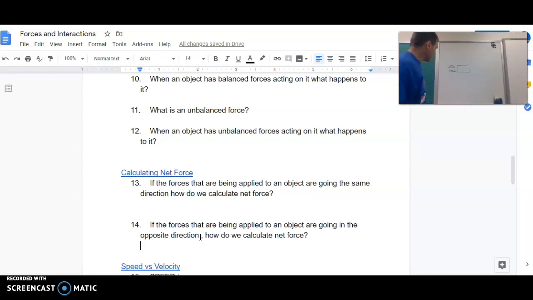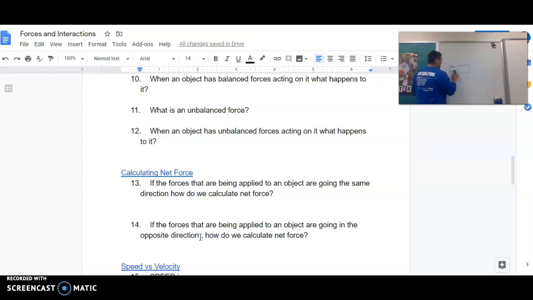So if you take a look at the board here, if a person's pushing on this box with 10 Newtons and another person's pushing on the box with 5 Newtons, we would then add those together. So the total net force against that block would be 15 Newtons.